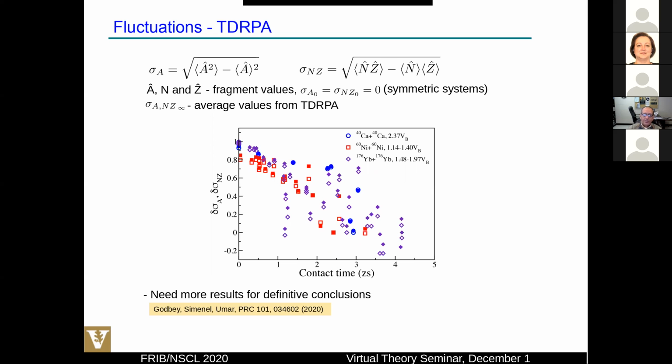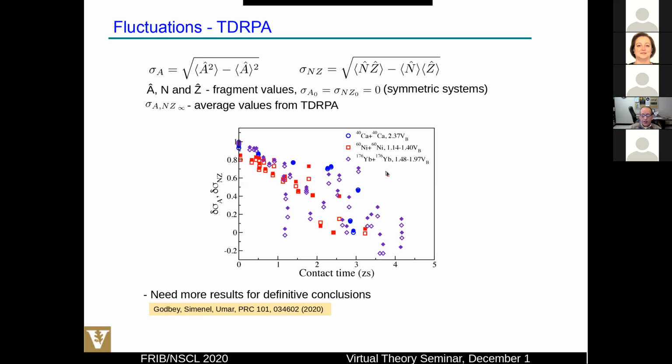For that reason, it's only limited to the study of symmetric systems. So that's why you see here all symmetric systems at a few different energies. We seem to need more results. It's hard to tell from this what the time scale is, at least from the TDRPA results. You can conclude that after about three zeptoseconds, things seem to equilibrate or saturate, but the systematics is not clear, mainly because there aren't too many systems here.